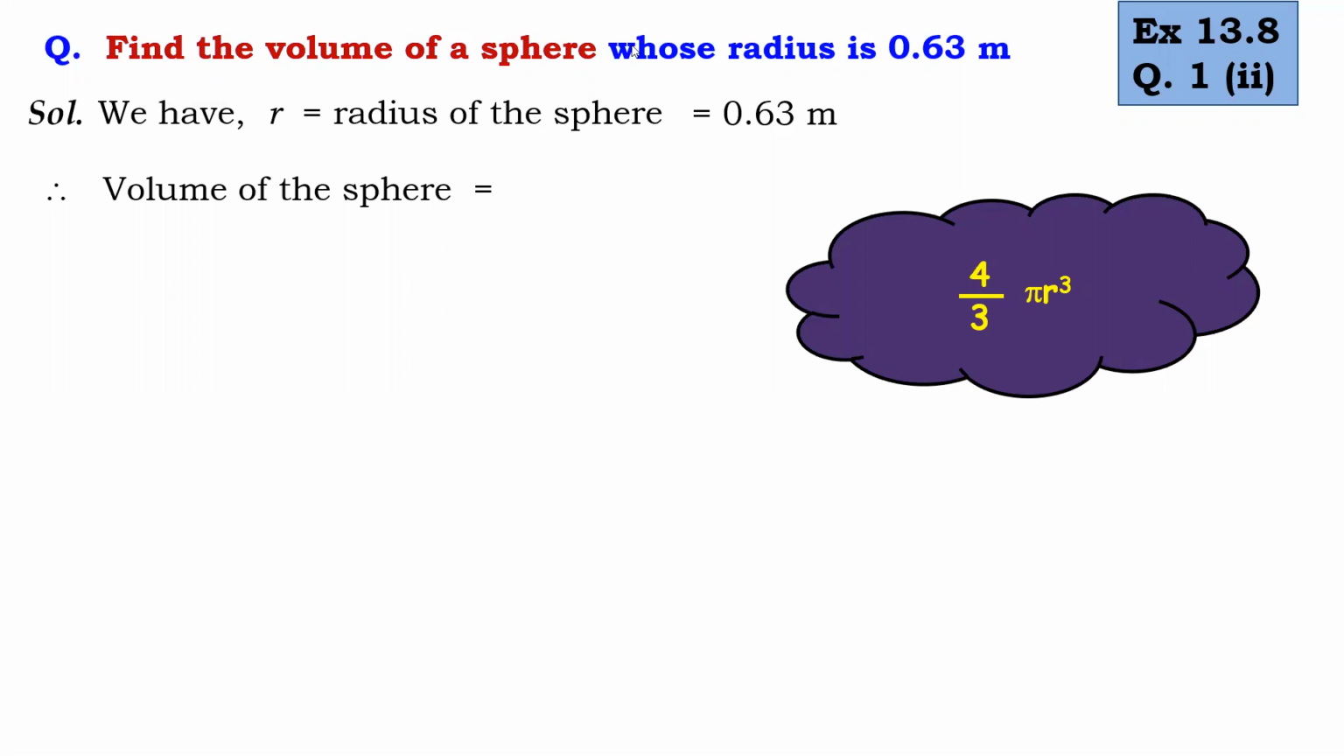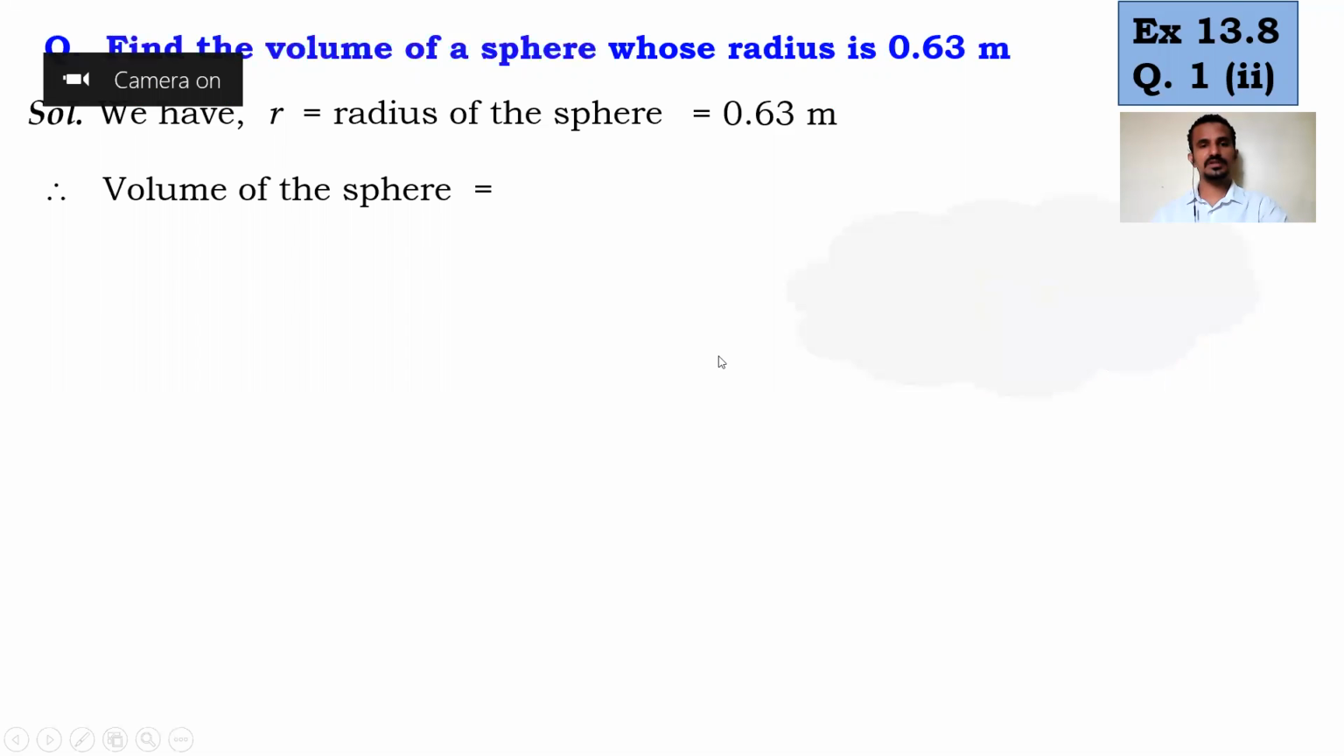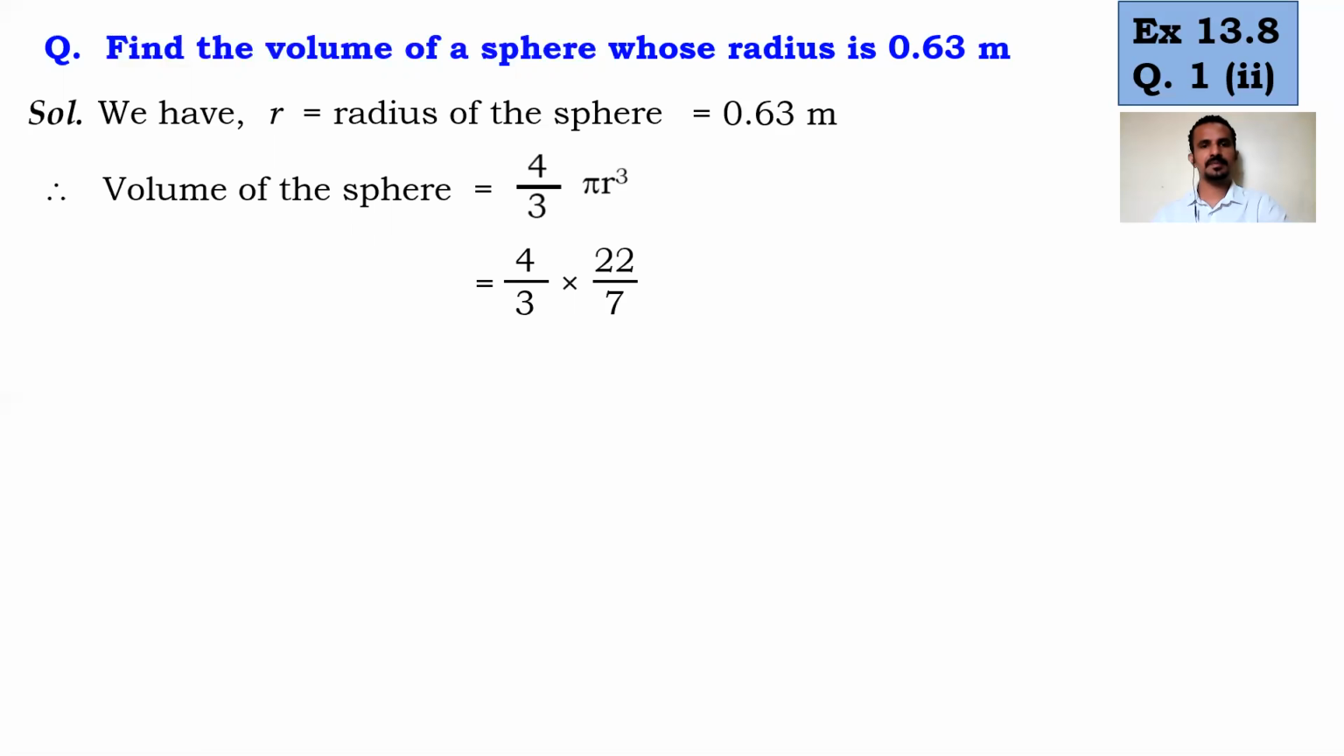Let's do the calculation here. So 4/3 pi r cube, we just have to substitute the radius. The 4/3 multiplied by 22/7 multiplied by 0.63 multiplied by 0.63 multiplied by 0.63. Okay. Here, since it is cube, we have multiplied 3 times. So we are going to get a large amount of calculation here.